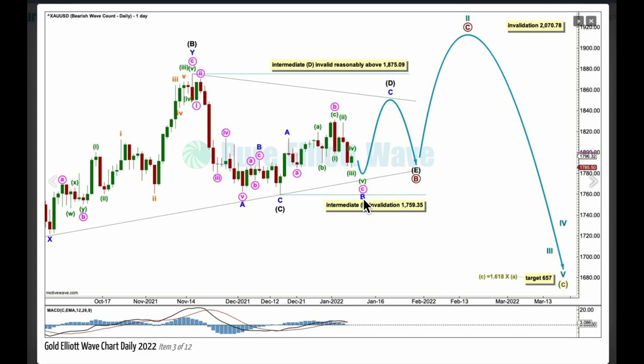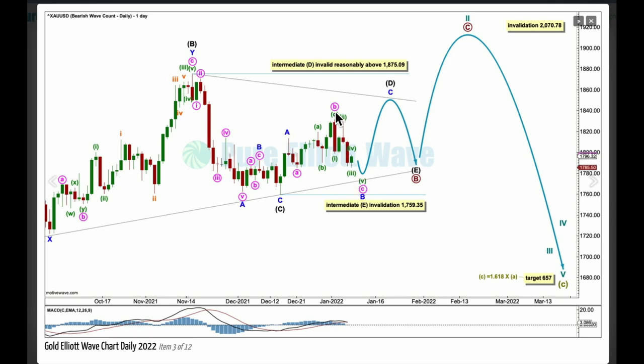Expanded flats in B-wave positions are actually really common. That seems to be the most common wave position for an expanded flat to unfold, and the next most common would be a 4th wave. Minor wave B is an expanded flat, so it's subdividing 3, 3, 5, labelled minute A, B, C.